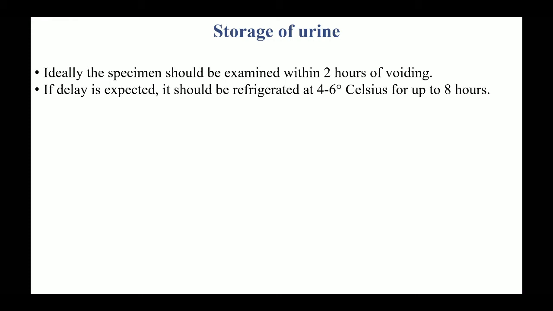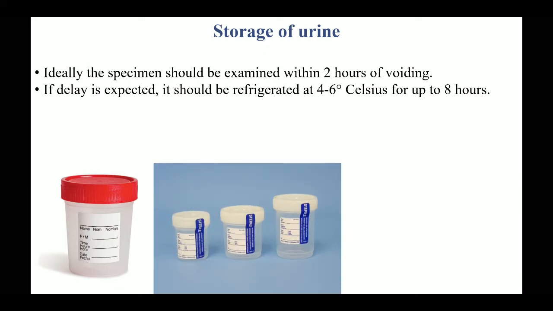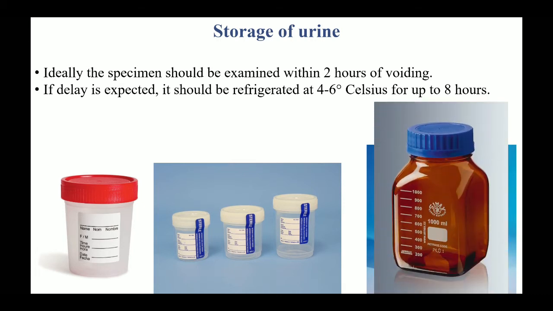And again in the same type of containers: for single specimen collection, these smaller containers, maybe 50 ml, 75 or 100 ml, or for 24-hour sample collection, the bigger containers. These containers should be kept inside the refrigerator at 4 to 6 degrees centigrade for up to 8 hours. And again for the light sensitive parameters, this amber color container should be used. So this is for the storage of urine.